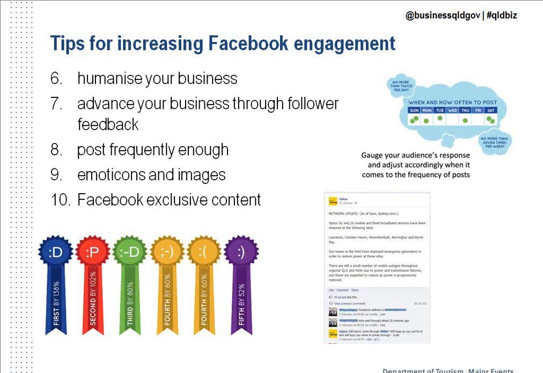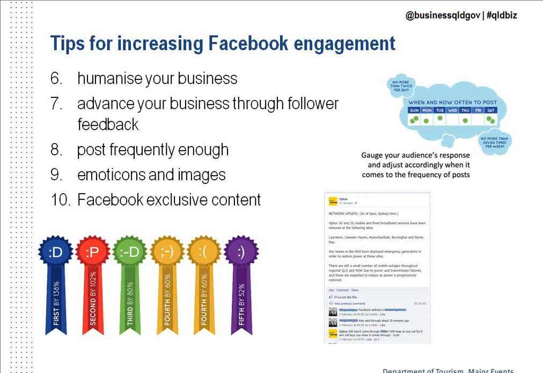Number 6, you need to humanize your business. So use first person and a conversational tone. You display community managers' names or photos or add their signatures to the post. These are people who work for you or administrators. Number 7, it's about follower feedback. So use followers for feedback and business ideas and ask them what products they'd like to see.